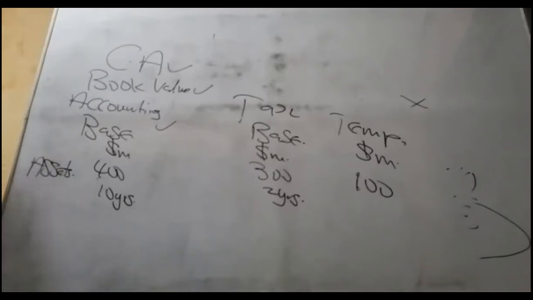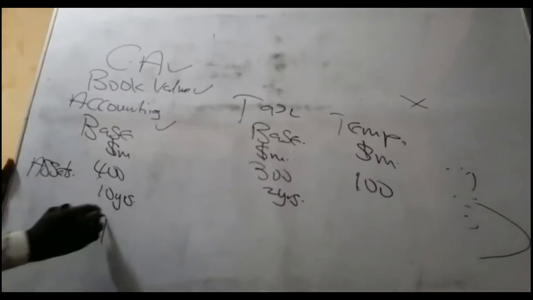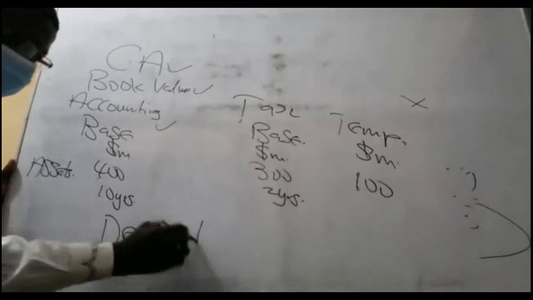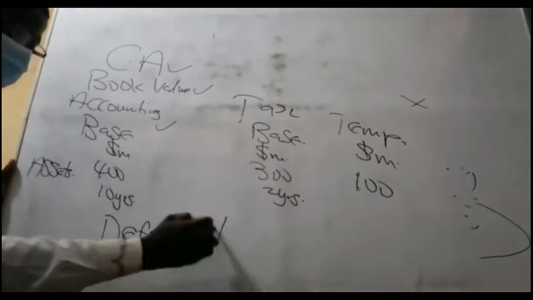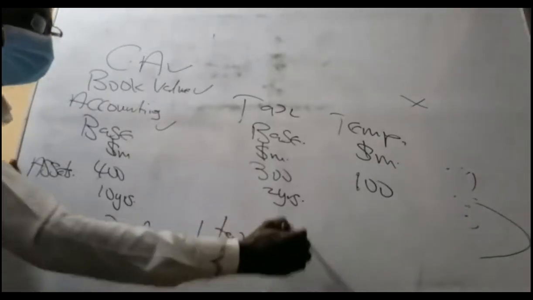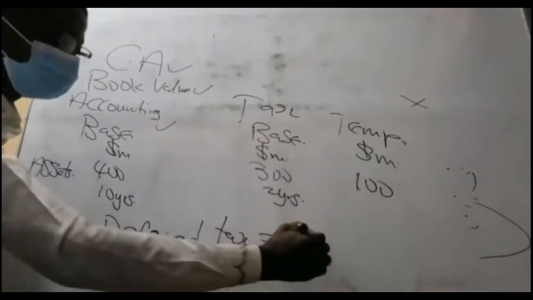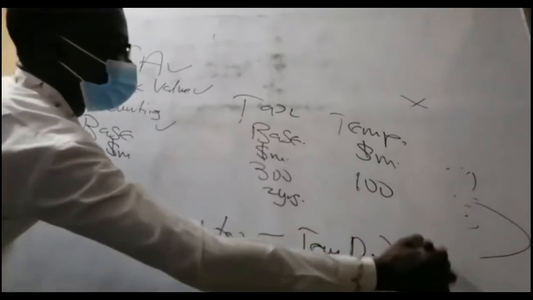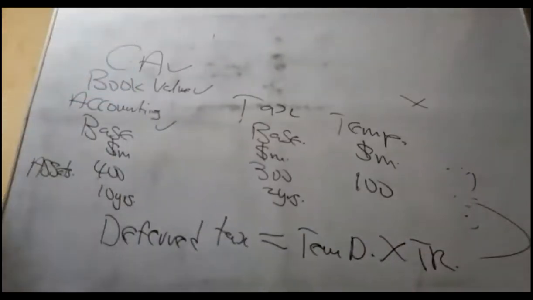So that is it. To get a deferred tax, in short, deferred tax is equal to the temporal difference times the tax rate. That's all. That's the deferred tax. So deferred tax is nothing but what? The temporal difference times the tax rate. That's the deferred tax.